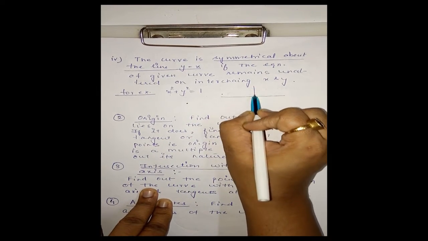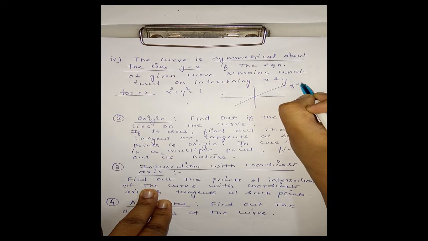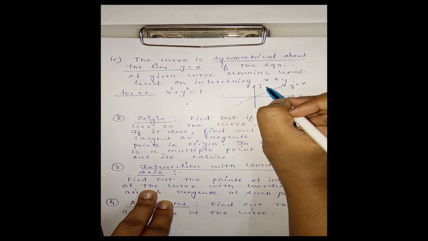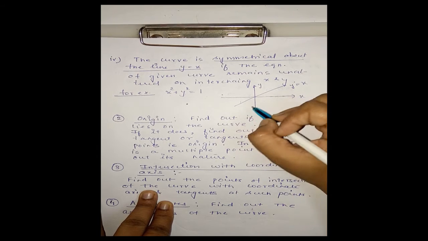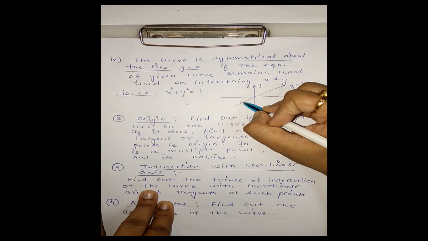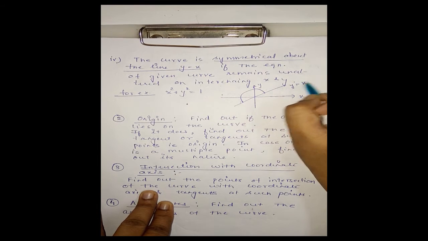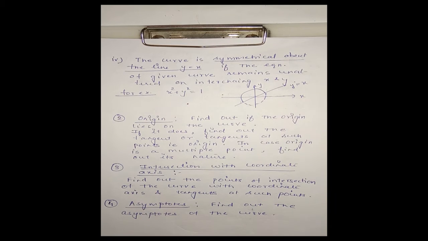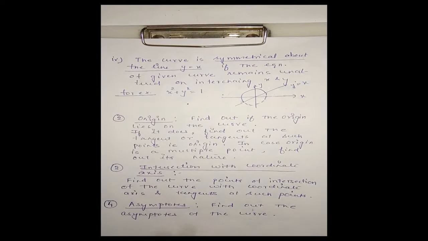Such a curve can be obtained by, this is my y is equal to x, this is the x-axis and this is the y-axis. Such a curve can be obtained by sketching the graph on one side of this line y is equal to x, and then taking its reflection about the line y is equal to x. In this way also we can sketch the curve. This is symmetrical about the line y is equal to x.